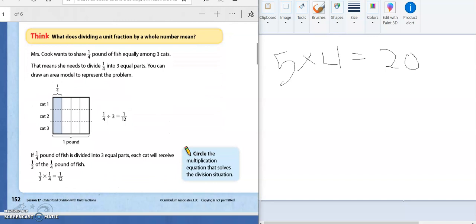You can draw an area model to represent the problem. So here is our area model. We have 3 cats, cat 1, cat 2, and cat 3. So these are our 3. And each part is 1/4. So this is 1/4, this is 1/4, and this is 1/4. For a total of 1/12. So there are 12 squares in total. 1, 2, 3, 4, 5, 6, 7, 8, 9, 10, 11, 12. So it shows that each cat will receive 1/12 pound of fish. So cat 1 has 1/12, cat 2 has 1/12, and cat 3 has 1/12.